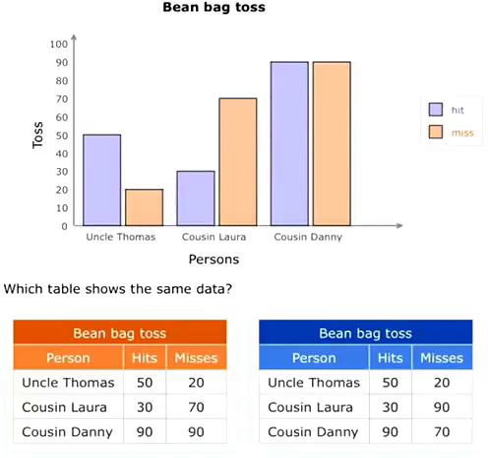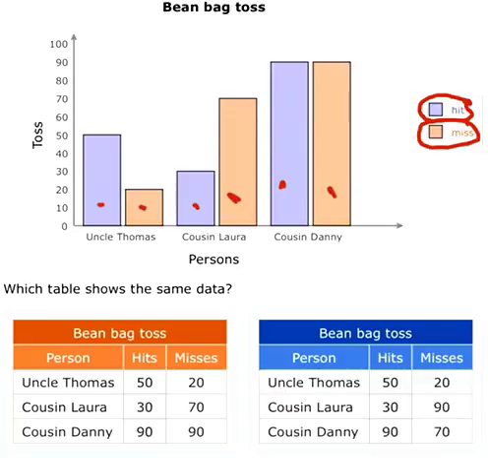Hey guys, I want to talk about bar graphs. Take a look at this bar graph here. We see this is about a beanbag toss. The purple bars show how many times each person hit the beanbag where it was supposed to go. The orange bars show how many times the person missed where the beanbag was supposed to go.